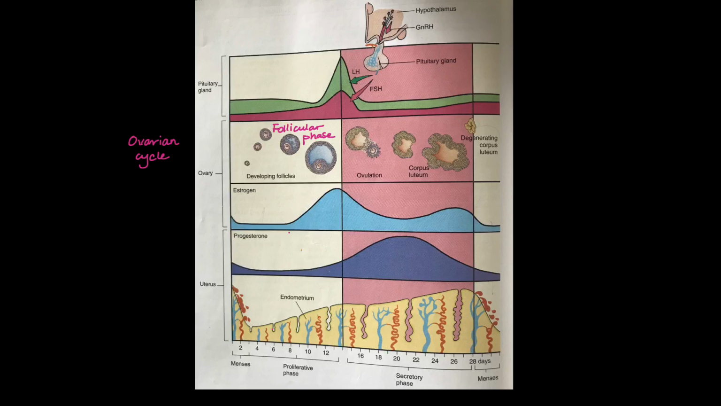And after day 14, after ovulation has occurred, we now refer to the last part of the cycle as the luteal phase, and that's because that's where we finally see the appearance of our corpus luteum, right?